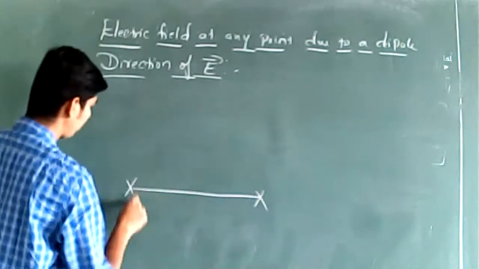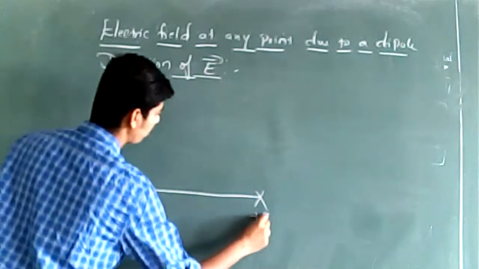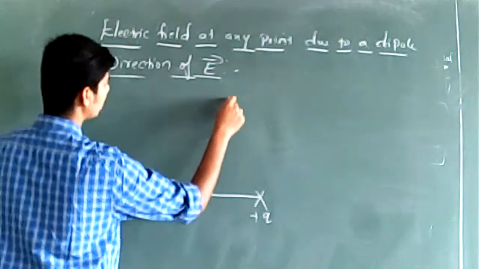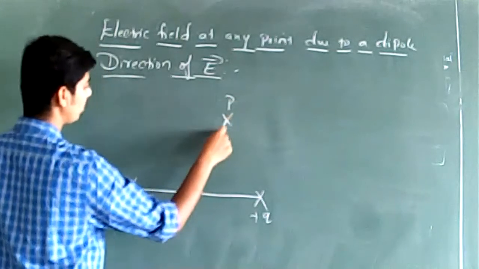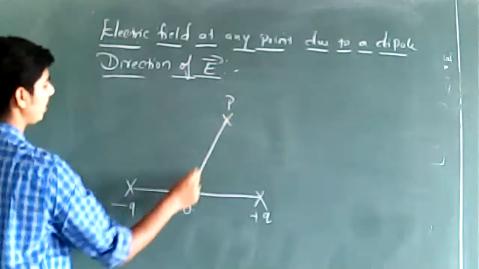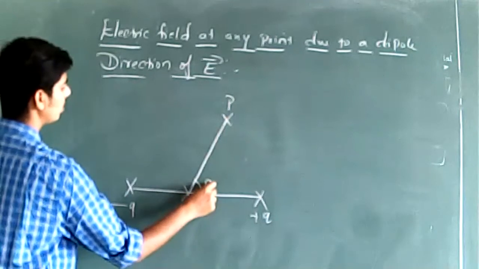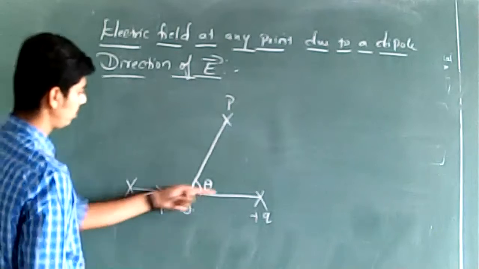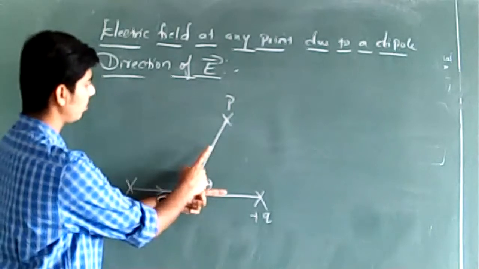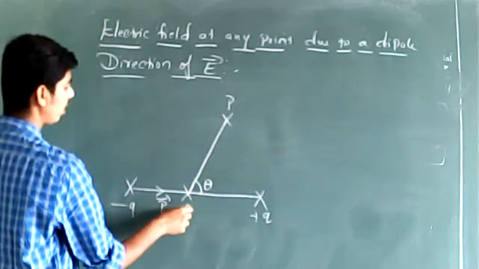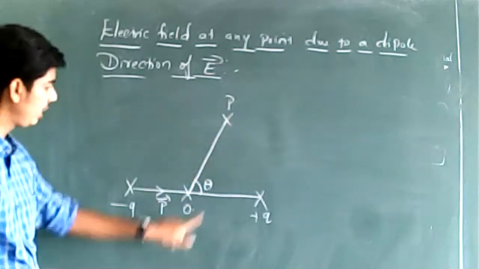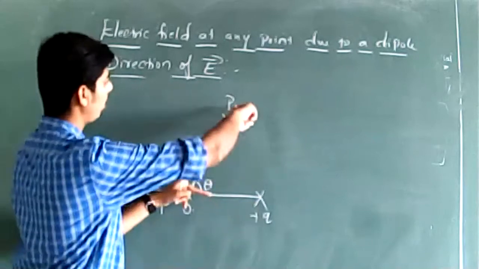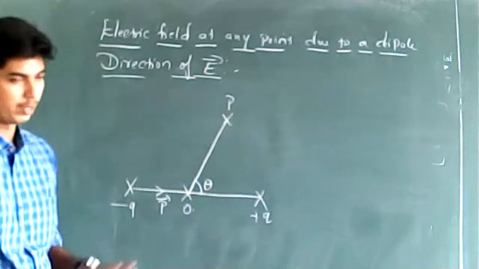Suppose this is a dipole, this is -q and this is +q. This is the center of the dipole. Let us suppose there is some point here where the electric field is to be determined. This is the line joining point P to the center of the dipole. This is the direction of the dipole moment, and this is the line joining the center of the dipole to the point. Theta is the angle between the dipole moment and the line joining the center of the dipole to the point.